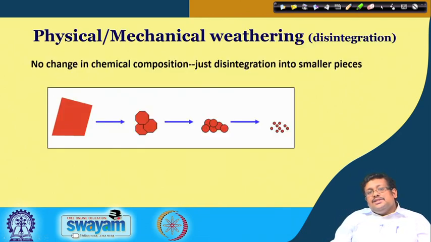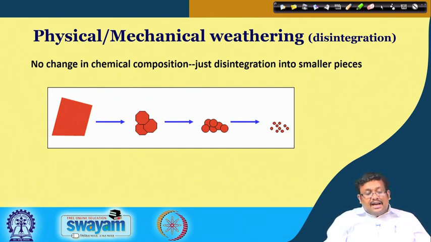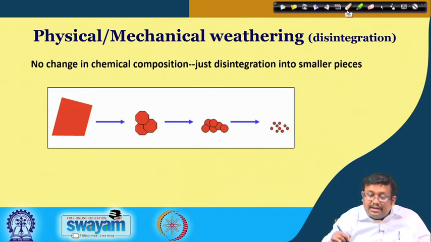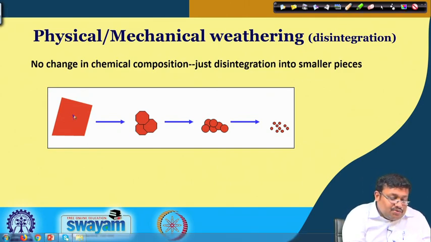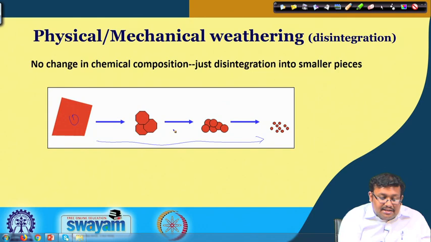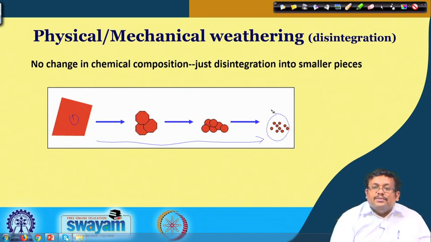So, let us focus on physical weathering first. Another name for physical weathering is mechanical weathering or disintegration, and one of its major characteristics is that there is no change in chemical composition. There is only disintegration into smaller pieces. As you can see, this is a rock which starts weathering, stage 1, and ultimately, as time passes, these bigger rock fragments are converted into smaller rock fragments or parent materials.